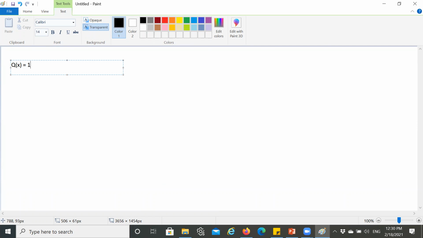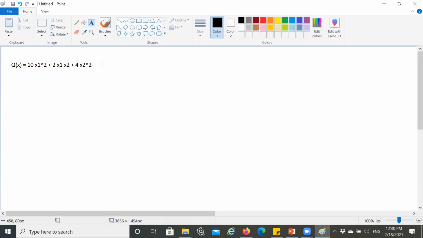With this example, suppose we have 10 times x1 to the power 2 plus 2 times x1 times x2 plus 4 times x2 to the power 2. You have to work this out for me. It is a function with two decision variables, x1 and x2. It is a quadratic, which is why I've written Q of x, because this functional value can be written as a quadratic function.